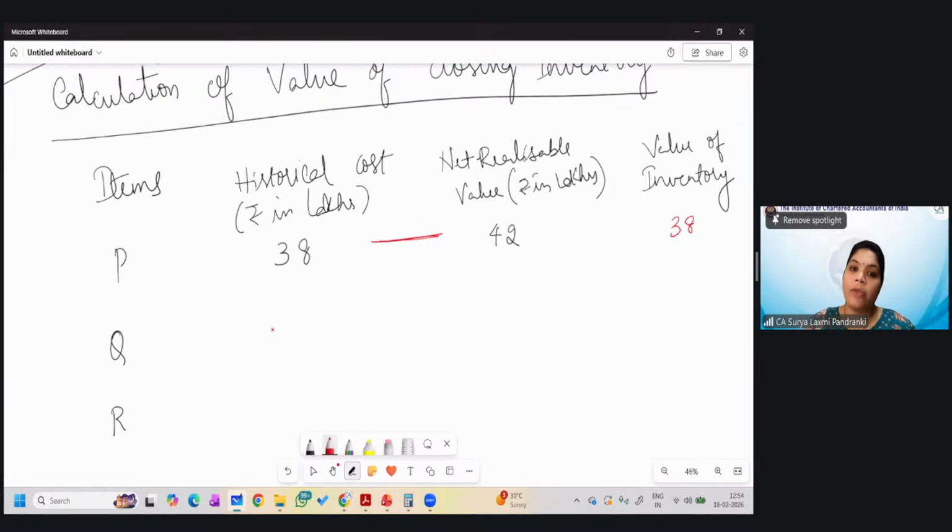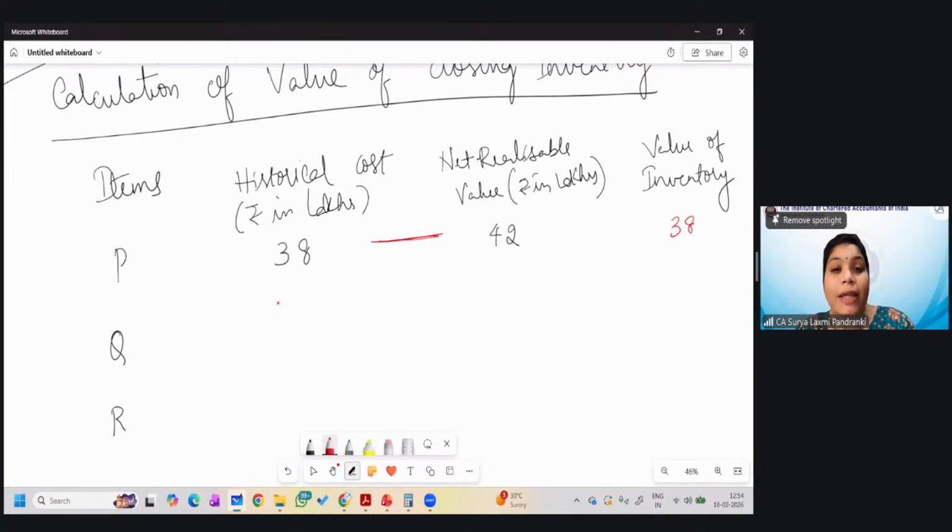What is happening here? Though you have purchased it for 38, the selling price minus cost to sell is 42. So you're trying to determine the cost of your product and also the net realizable value in the market. I can sell this product for 42 lakhs. I've purchased it for 38 lakhs. These are the two scenarios you have. Now the standard says you can only record it at the lower price, which means what?